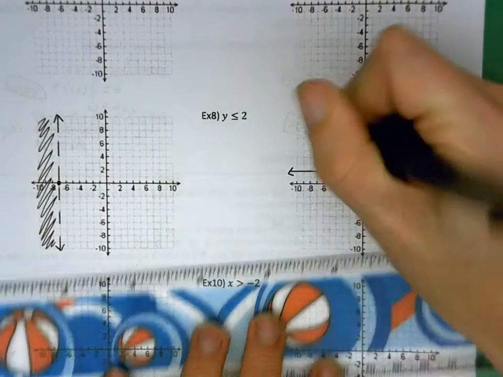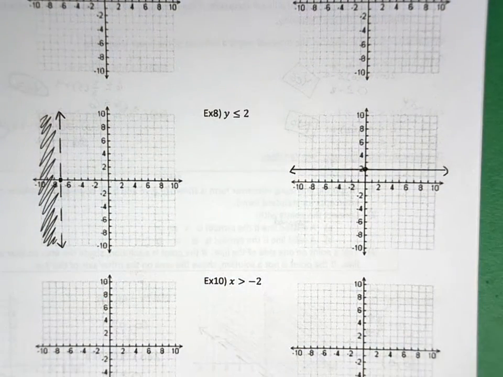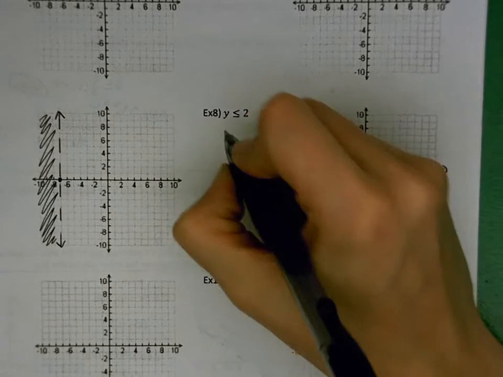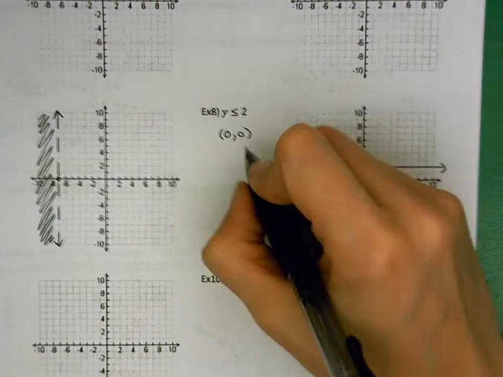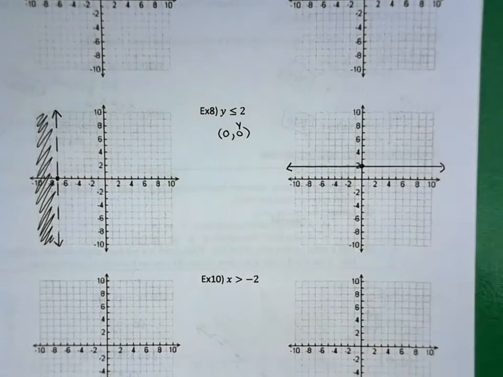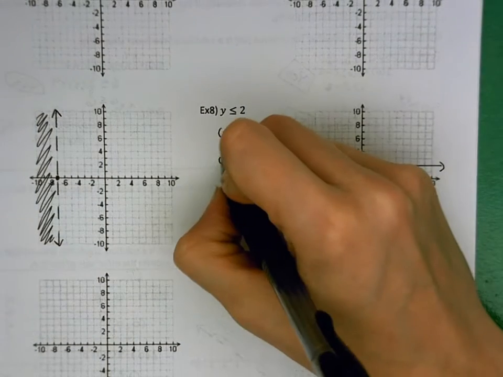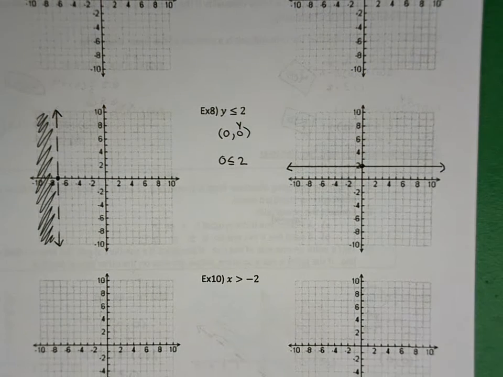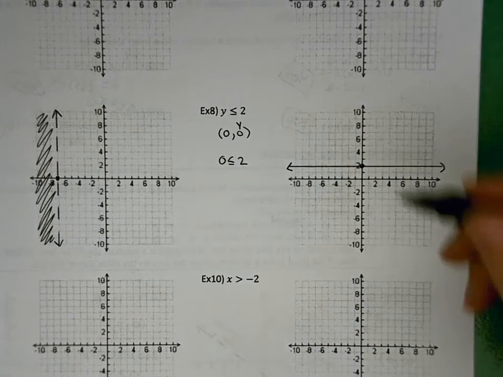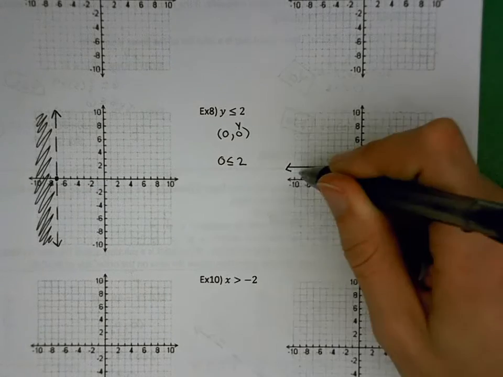Okay, and then we're going to test again. 0, 0 is not on the line, so that's what I'm going to pick. If I plug in, in this case, only the y, because there's no x value, if I put in 0, is that true? Is 0 less than or equal to 2? The answer is it is, and so I'm going to shade the side of the line that has that 0, 0 on it.